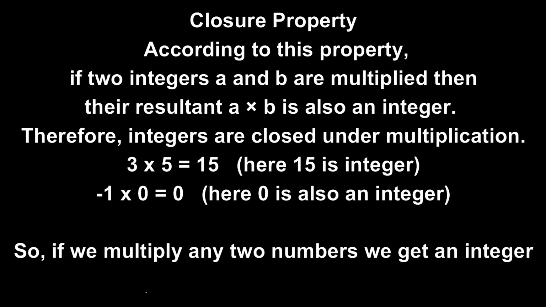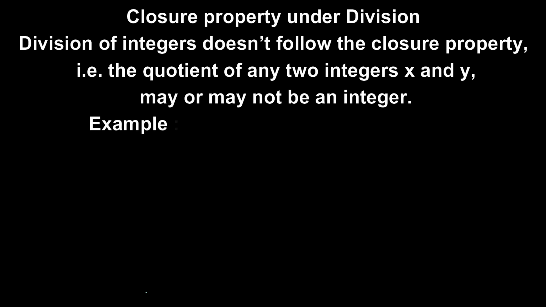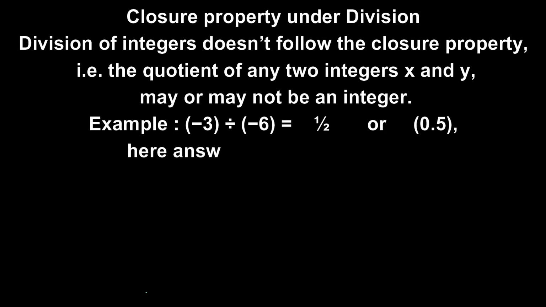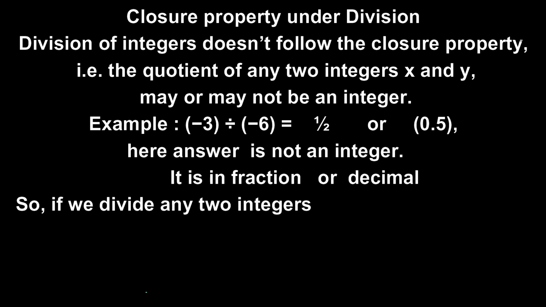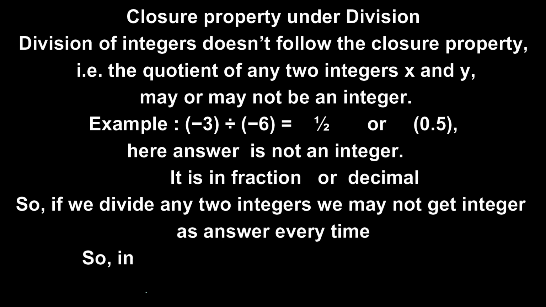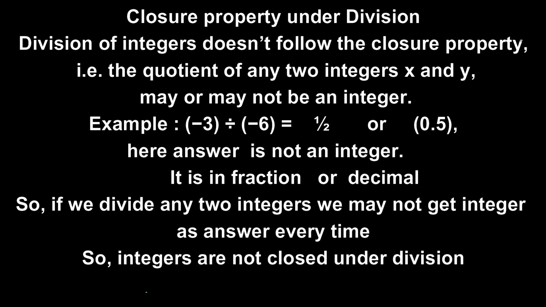Now let us discuss the closure property under division. Division of integers does not follow the closure property. So this statement itself says that division does not come under closure property. That is, when we divide two different integers, every time we are not going to get the answer as an integer. As an example, I have written over here minus 3 divided by minus 6. Sorry, my mistake. We are going to get the answer as 1 upon 2 or 0.5. Here the answer is not an integer.